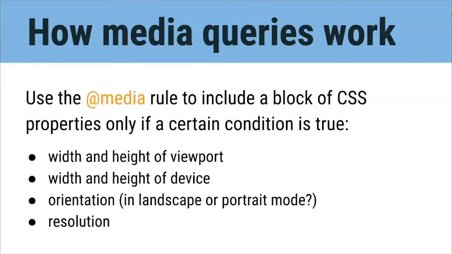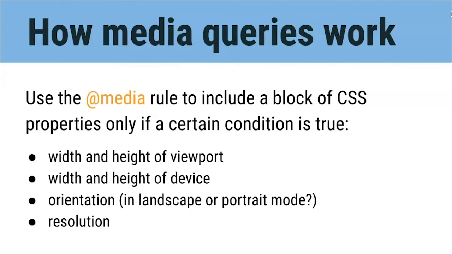So, how do media queries work? They use the @media rule to include a block of CSS properties only if a certain condition is true. In other words, when a user's device meets certain criteria, then the website takes on the properties defined in the corresponding block of code. These are the different conditions we can look for when using media queries: the width and height of a viewport, the width and height of a device, the orientation, is the device in landscape or portrait mode, as well as the resolution.